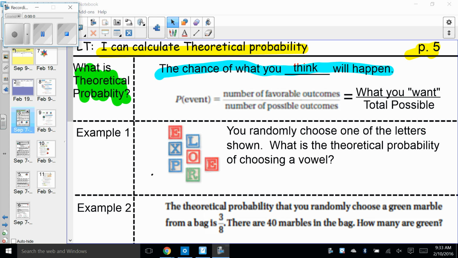Hey, 7th grade. So our learning target is I can calculate theoretical probability. So what is theoretical probability? The theoretical probability is the chance of what you think will happen. So we're not actually going to do an experiment. We're going to just think about what should happen.